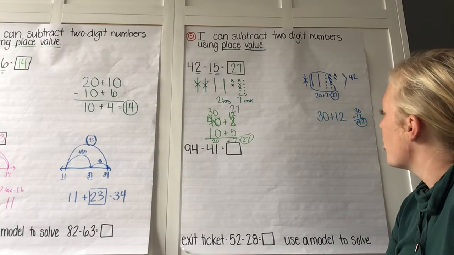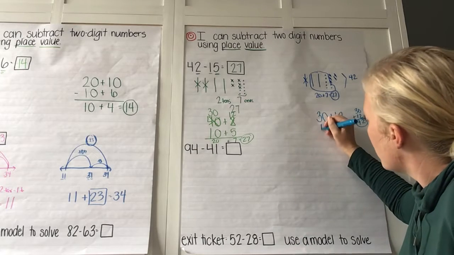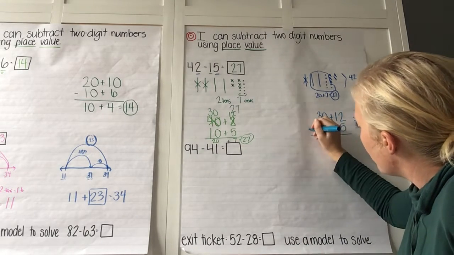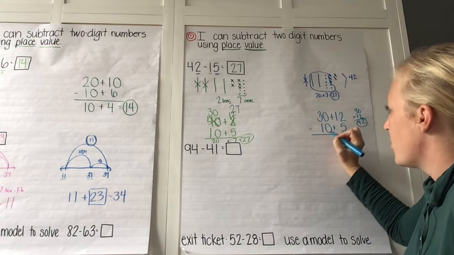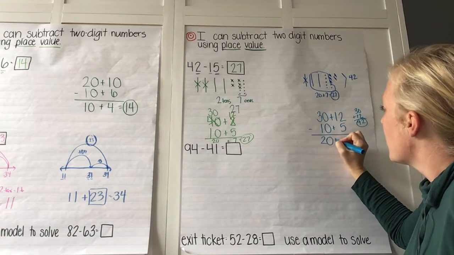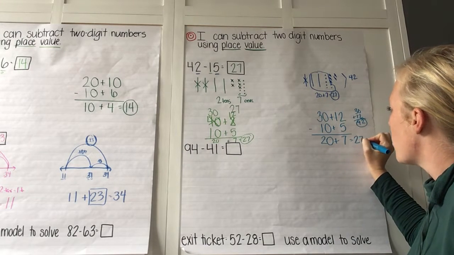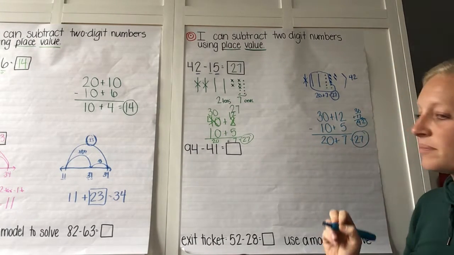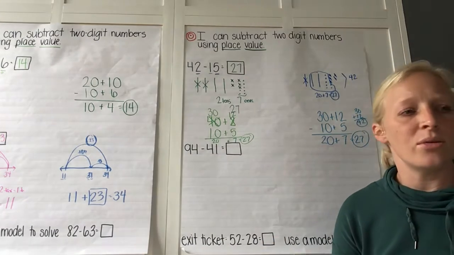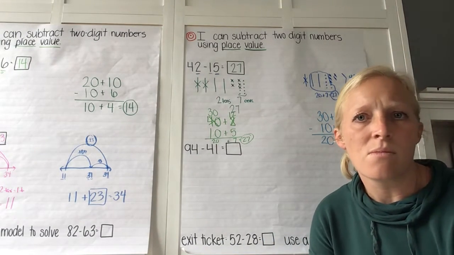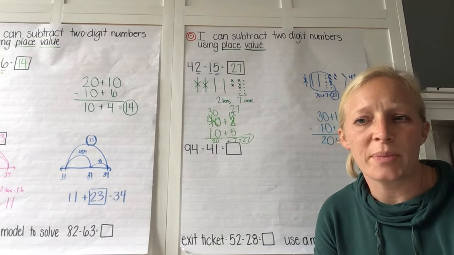All right, what did you do? You had your 10 and your 5, and you took it away. So 30 take away 10 is 20. 12 take away 5 is 7, and you have 27. Can we use all of those ways to solve this work? Which one works best for you?